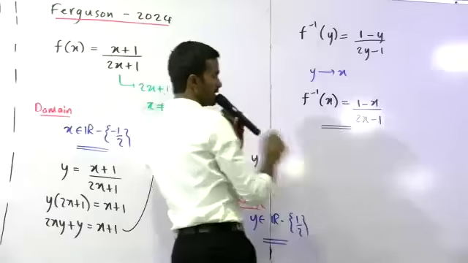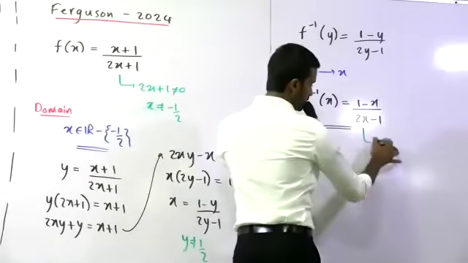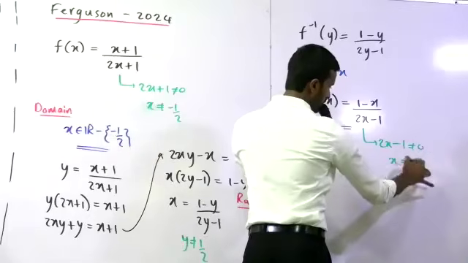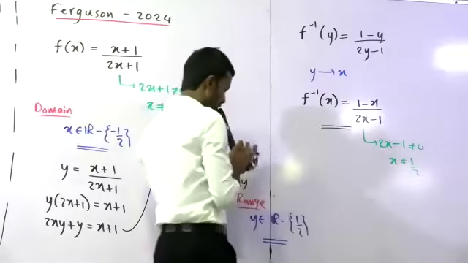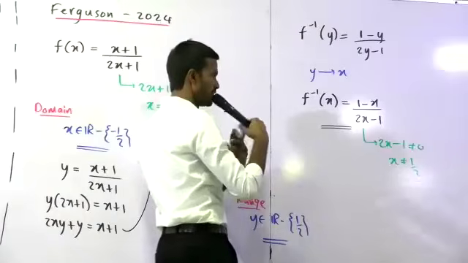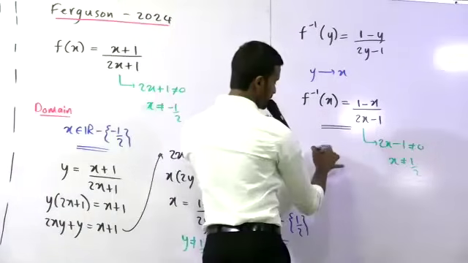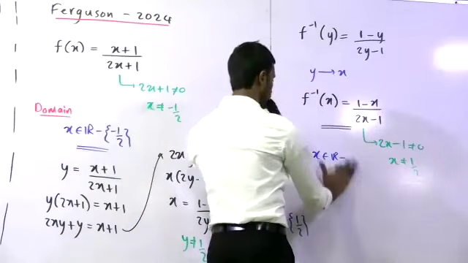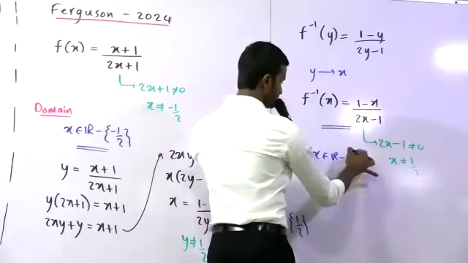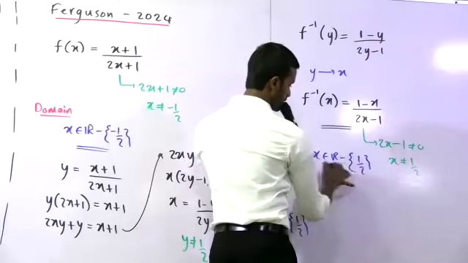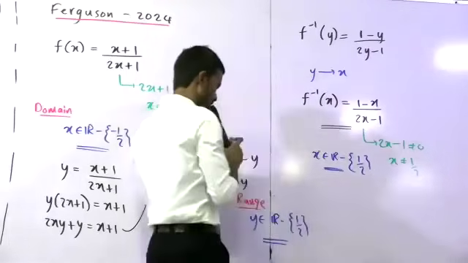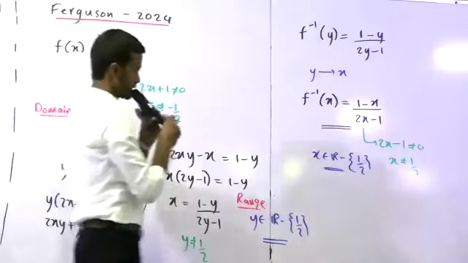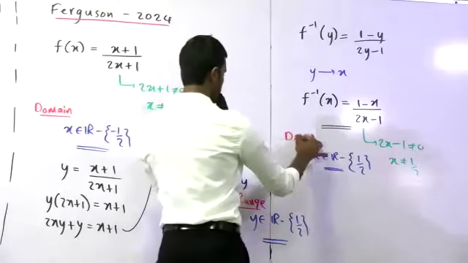And they ask for the domain of the inverse function. It's clear that in the domain of the inverse function here, x can't be half. So they're asking, write the domain of the inverse. So what is the domain of the inverse? Here x can be any real number, but it can't be half. So we have found the inverse and the domain of the inverse.